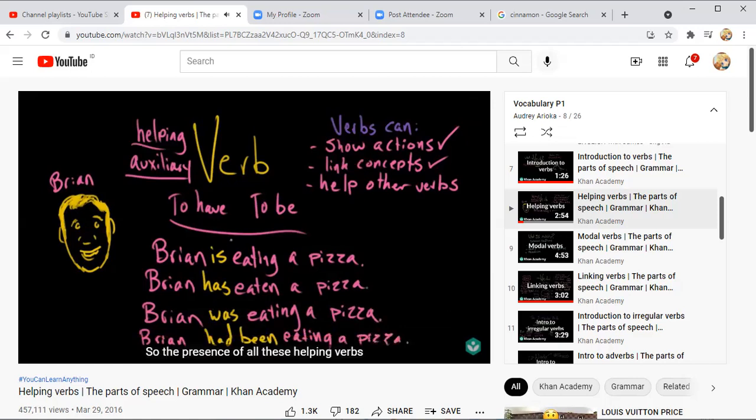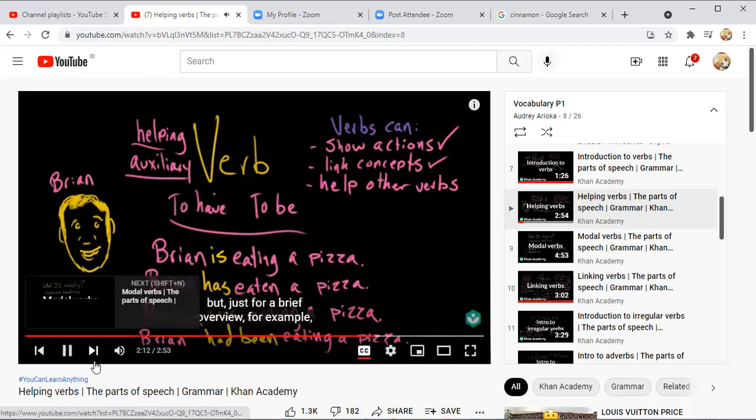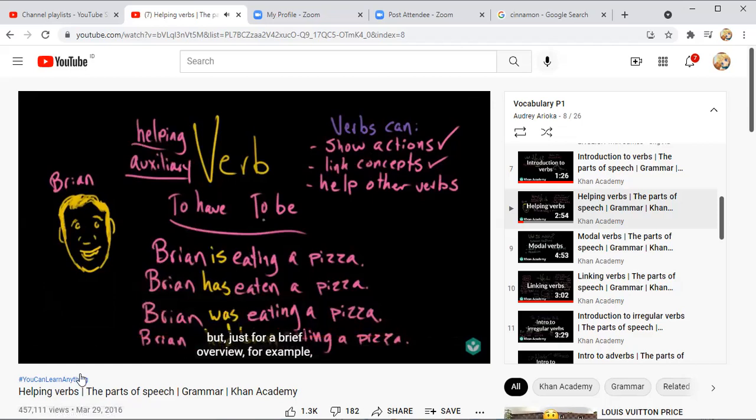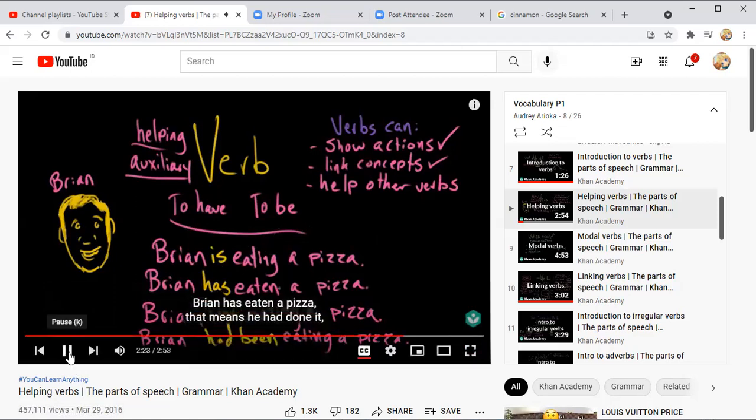So the presence of all these helping verbs has different effects depending on which ones you use. And as I said, we'll get into those later. But just for a brief example, let's see, Brian is eating a pizza. That suggests that it's going on now. Brian has eaten a pizza.